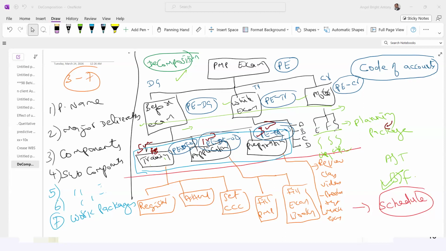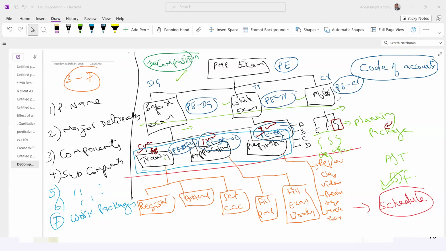However, when it comes to the planning package, this is a high-level component. It is not a detailed component like your work package. So the planning will be done at that level, not at the detail level.